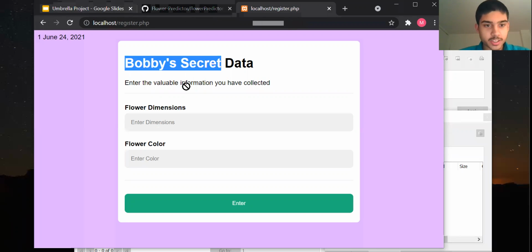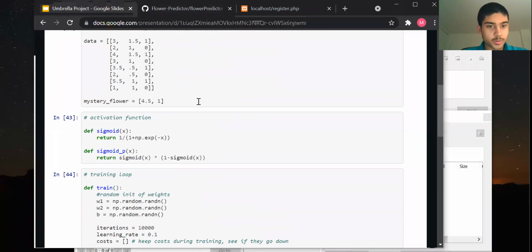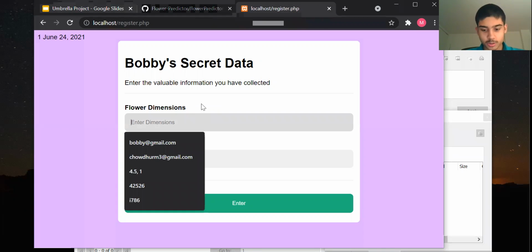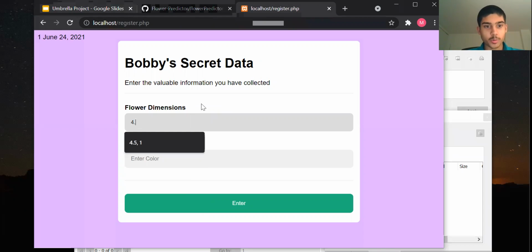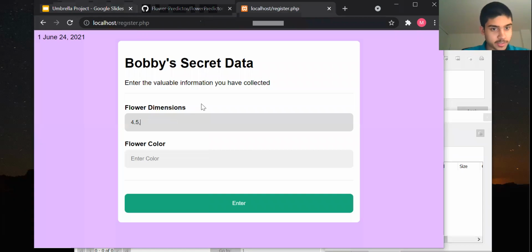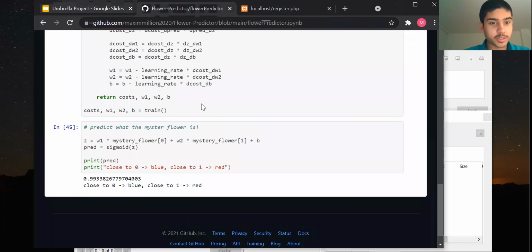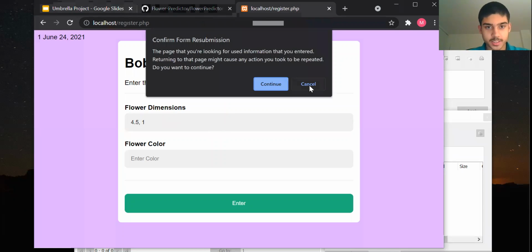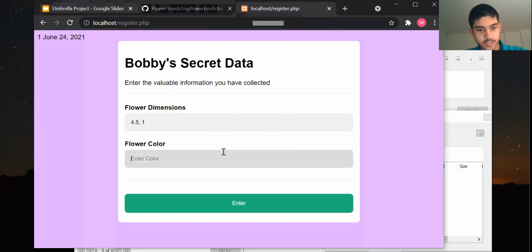And so Bobby's secret data. Basically Bobby is going to be given the flower, and he's going to enter the dimensions in this web application. For example, he will put in 4.5, which is the length of the flower, and the width of the flower, which is 1. And now, based on the neural network prediction, after running the neural network we see that it says it's 1. So he's going to enter the flower color as red. He's just going to enter it as red.